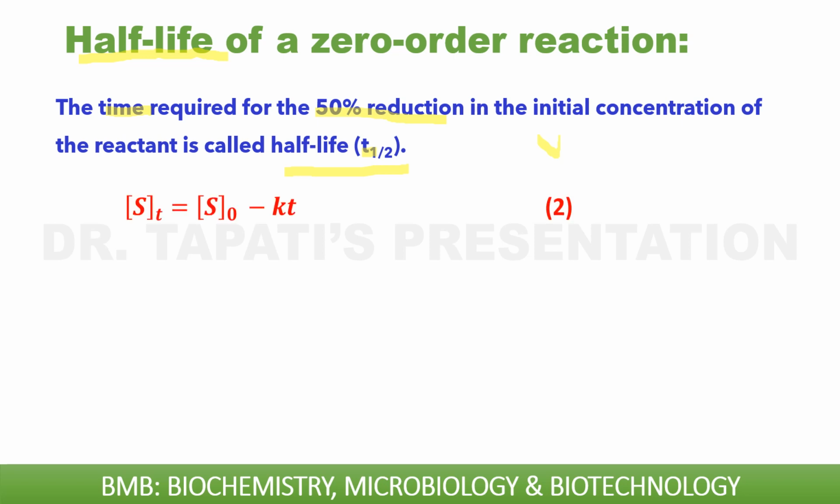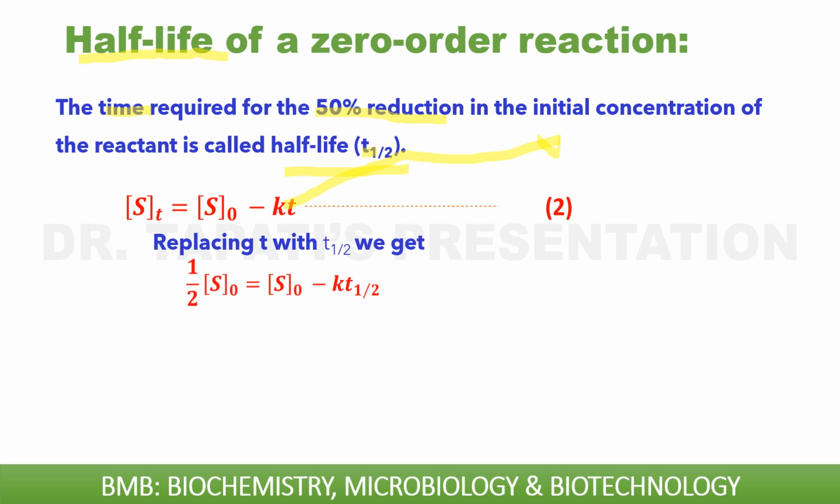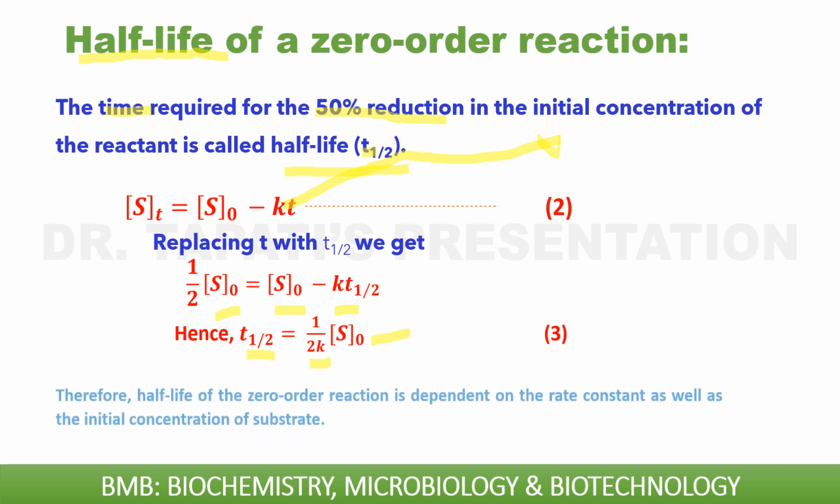If we write equation 2 again, St is equal to S0 minus Kt. If we replace t with t half, we get S0 by 2 equal to S0 minus K into t half. Here St is half of the initial substrate concentration. Hence, we can get the value of half-life, that is equal to 1 by 2K into initial substrate concentration.